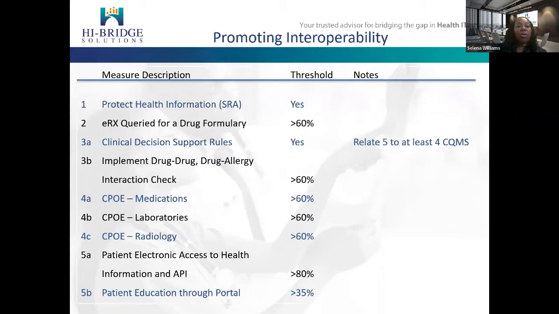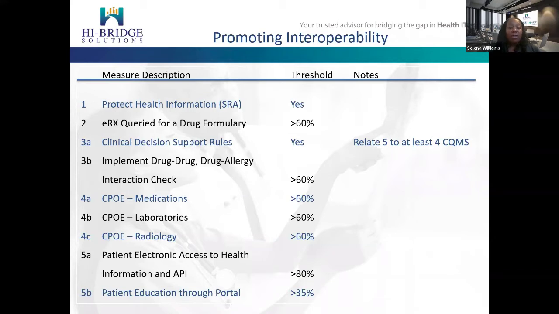Okay, so let's start with the first one, which is protected health information. That's your security risk analysis. And this is very important. I know that the years 2020 and 2021 have run concurrent. So with that being said, a lot of providers have just completed their SRA and submitted it for 2020. So this is what you could do for 2021. You can submit that same SRA that you submitted for 2020.